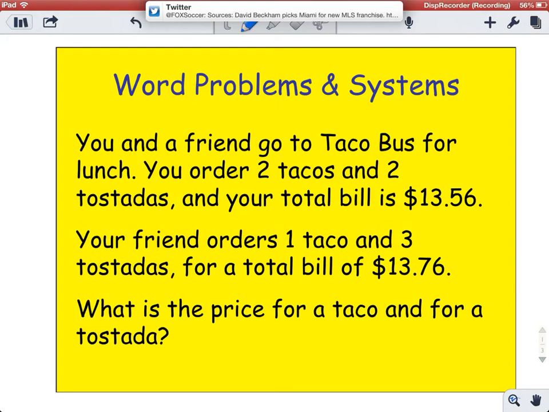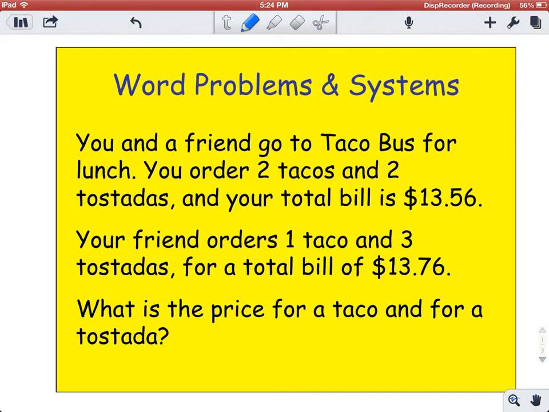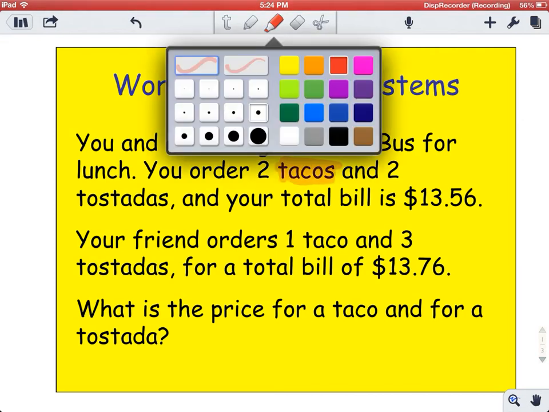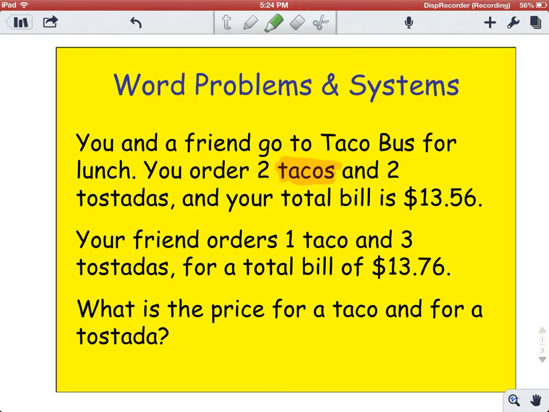One type of word problem that you can solve with systems are money problems. Recall that you need two equations if you have two variables. So let's take a look at this situation here. I have two variables, two different items, tacos and tostadas. And then notice that I have two different equations.